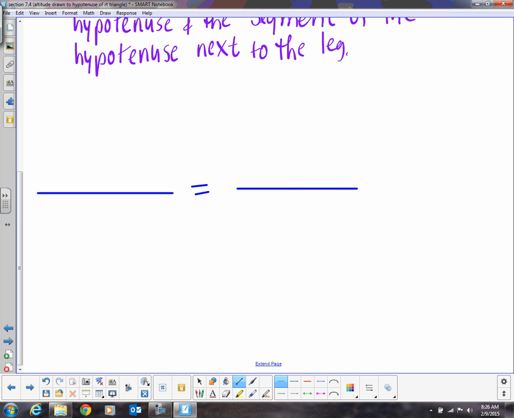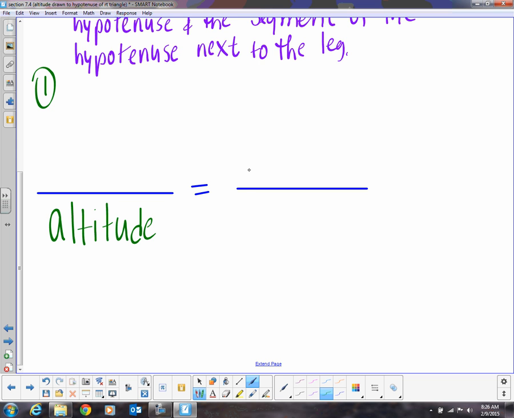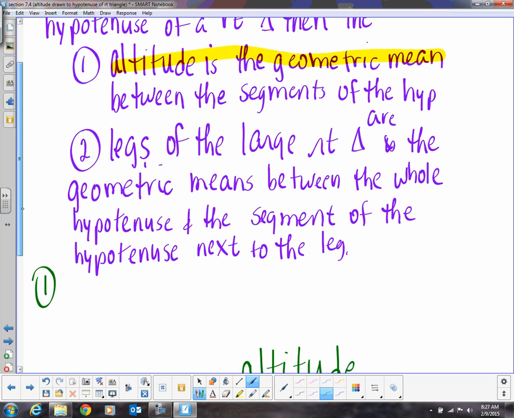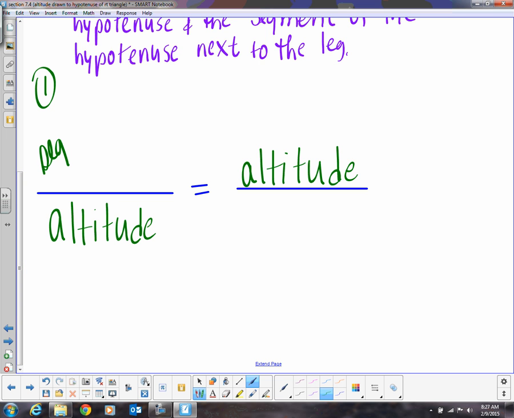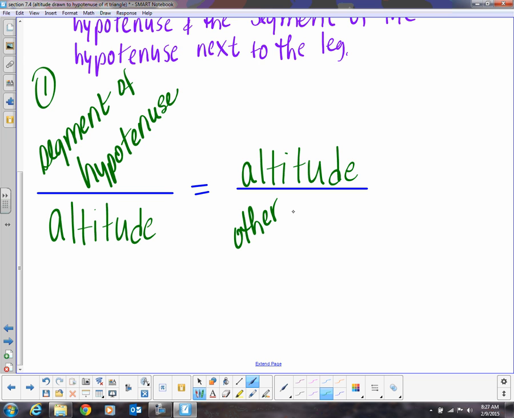We're going to start with number one, the altitude. The altitude goes in the mean position because it is the geometric mean. Are you with me? Then, what is it the geometric mean between? A segment of the hypotenuse, and it's going to make sense in a minute, and the other segment of the hypotenuse.